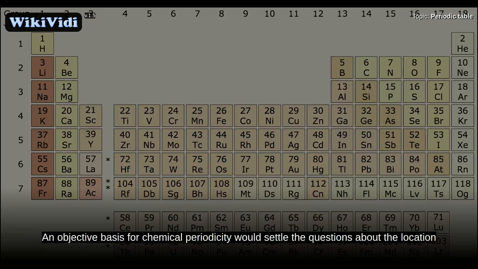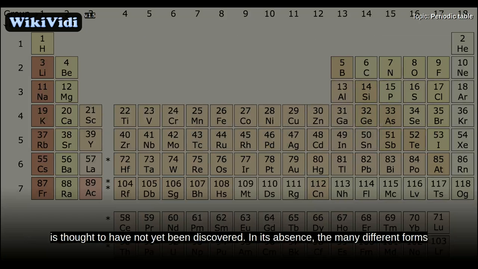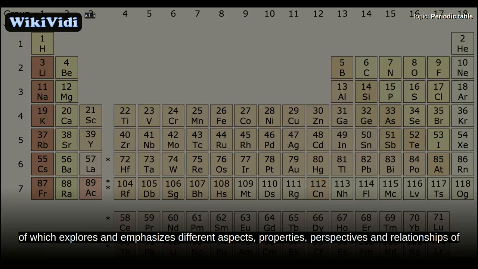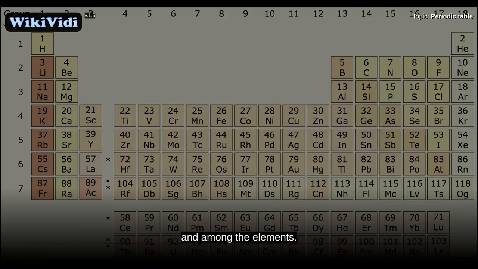An objective basis for chemical periodicity would settle the questions about the location of hydrogen and helium, and the composition of group 3. Such an underlying truth, if it exists, is thought to have not yet been discovered. In its absence, the many different forms of periodic table can be regarded as variations on the theme of chemical periodicity, each of which explores and emphasizes different aspects, properties, perspectives, and relationships of and among the elements.